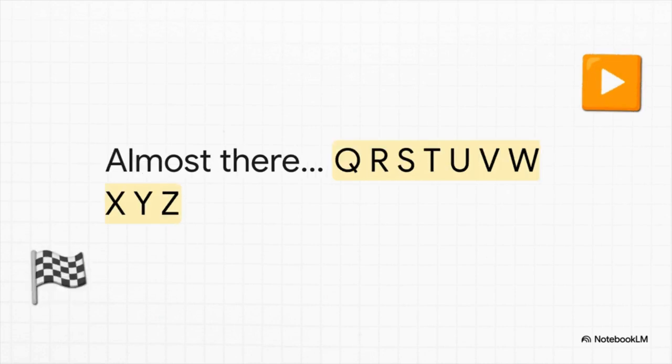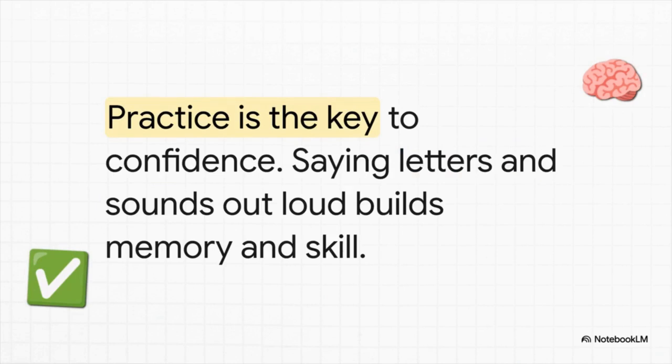H, I, J, K, L, M, N, O, P. You're doing great. Almost there. Q, R, S, T, U, V, W, X, Y, Z. Awesome. See? Just hearing and saying the names of the letters out loud really helps cement them in your mind. Nice job. Seriously, that might seem simple, but saying things out loud is one of the absolute best ways to build that muscle memory and get more confident. It connects what your eyes see with what your mouth says.